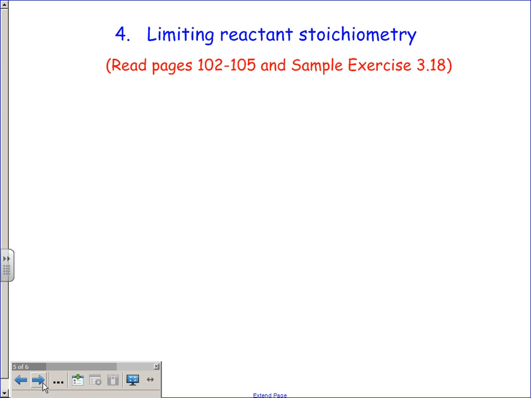Next thing, limited reactant stoichiometry. This is the other thing that's going to take a little bit of time. So this is the other type of math problem that people have. This is on page 102 to 105, and sample exercise 3.18 discusses this.